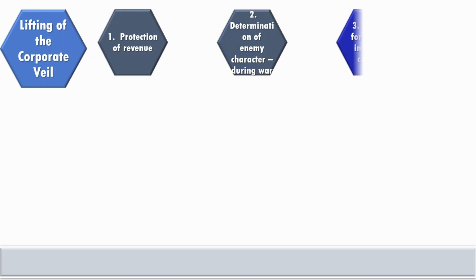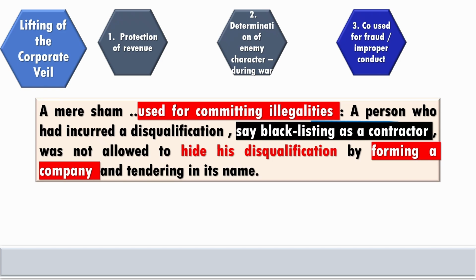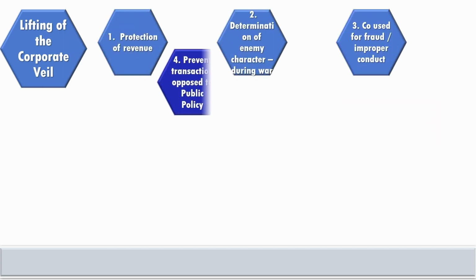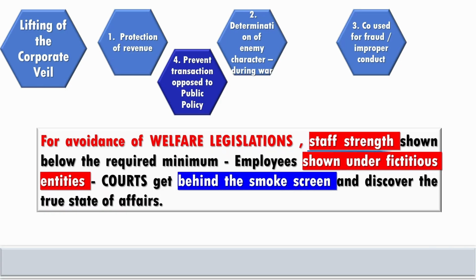Where there are apparent acts of fraud or improper conduct, courts always lift the corporate veil to find out the personality behind the company. Just like in an instance of blacklisting a contractor who submits his bid in the name of a newly formed company, courts will see who is behind the company so that acts of fraud or improper conduct go punished. Where there are acts opposed to public policy, courts prefer to lift the corporate veil to find out the personalities behind the cloak.